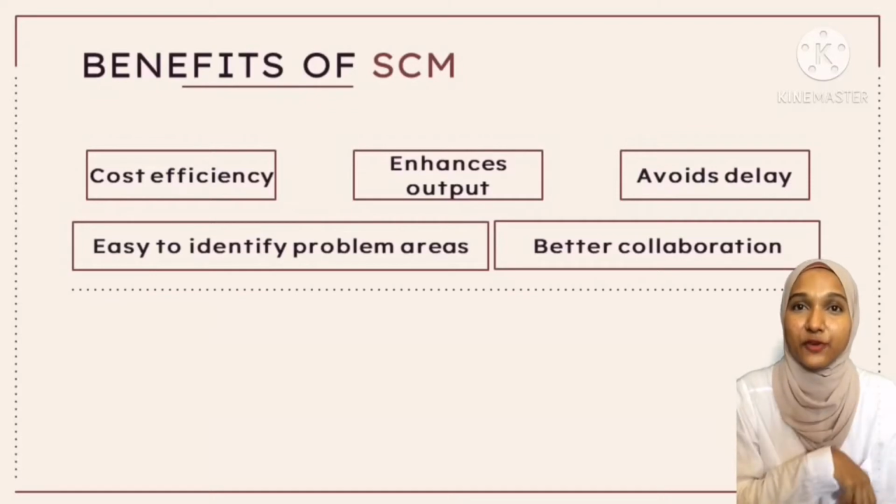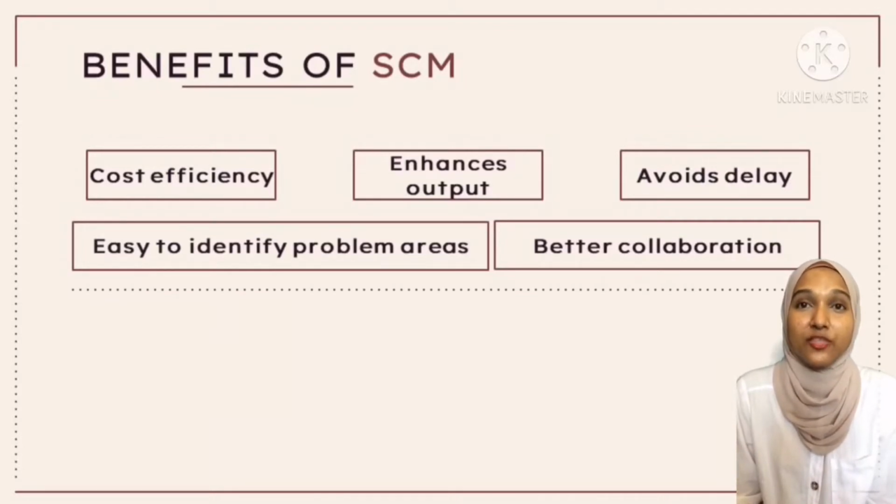Number 3, avoiding delays. Supply chain managers will make sure that all the materials are acquired on time to make sure that the operation is smooth for the production process. They also regulate all delivery and logistics services to avoid errors in delivery. Number 4, it is easy to identify problem areas. Because SCM is so organized, managers can easily track the performance of every department and identify which one is lacking.